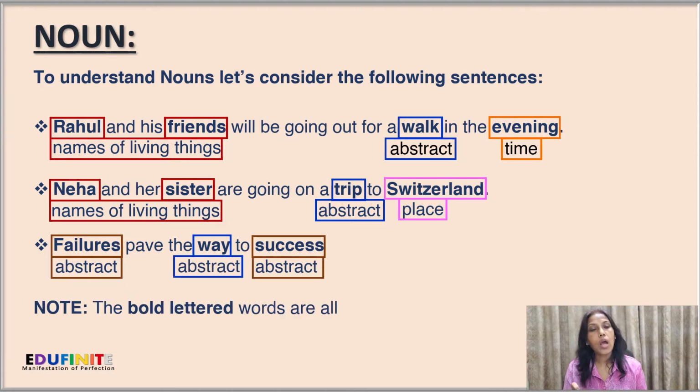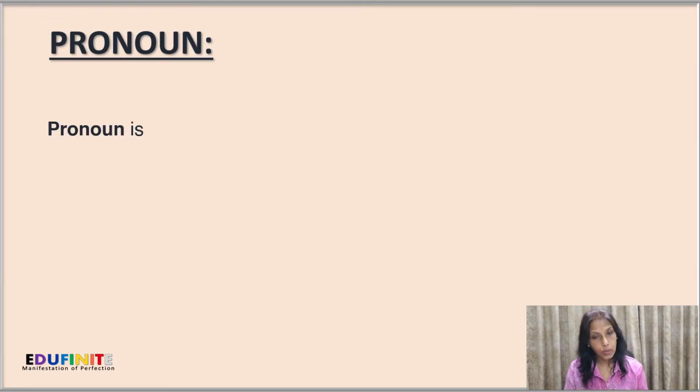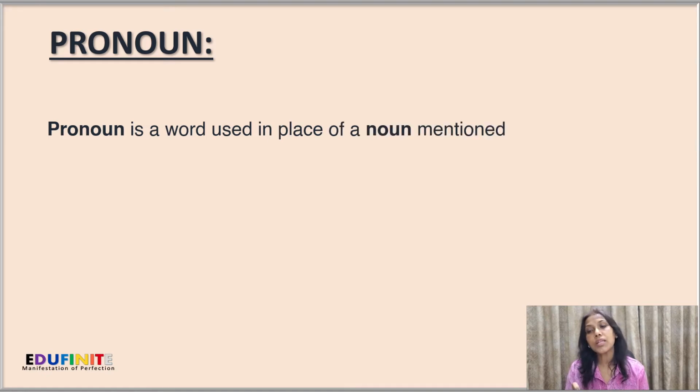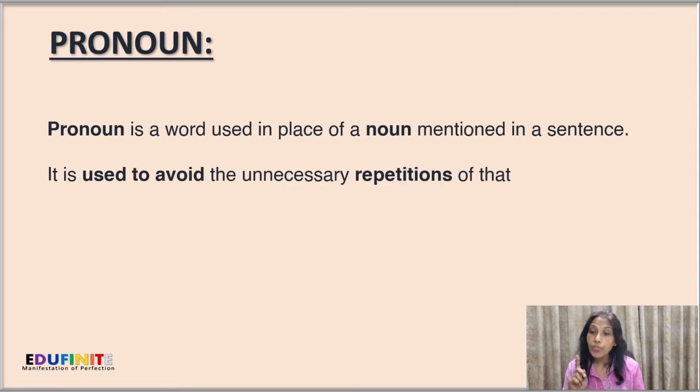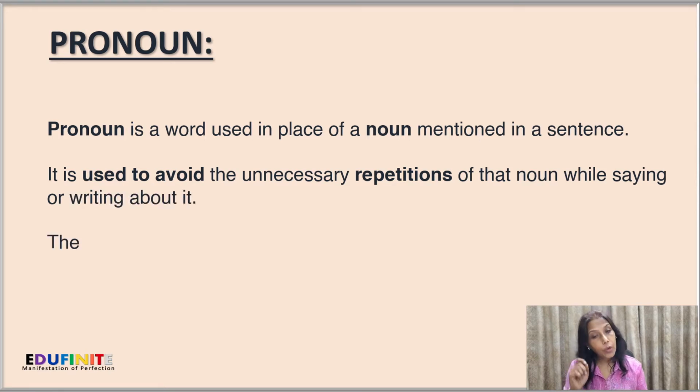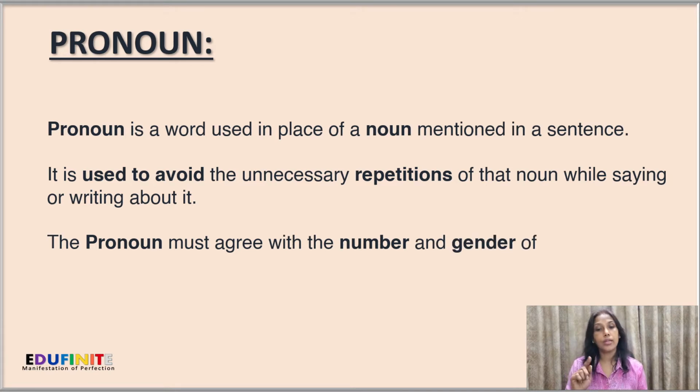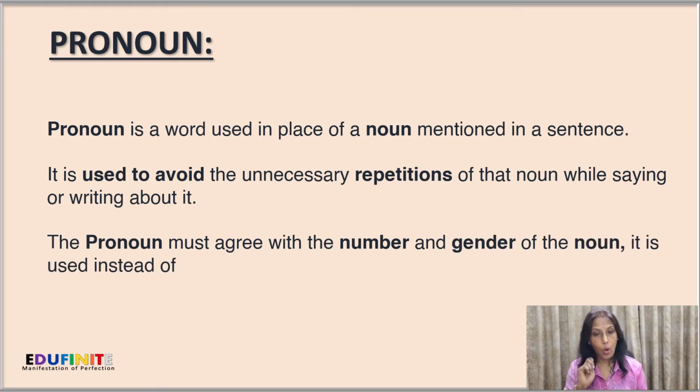Now, what are pronouns? A pronoun is a word used in place of a noun mentioned in a sentence. It is used to avoid the unnecessary repetition of that noun while saying or writing about it. The pronoun must agree with the number and the gender of the noun it is used instead of.